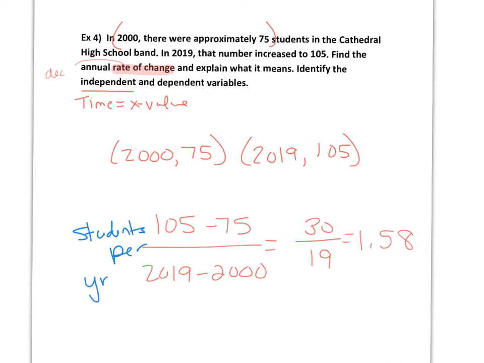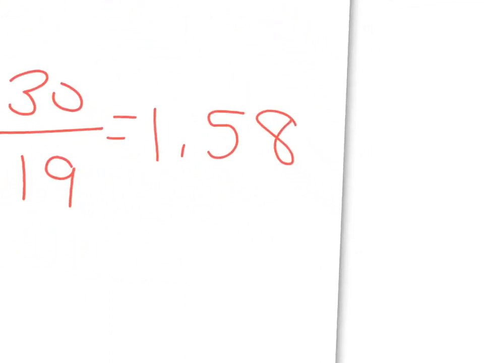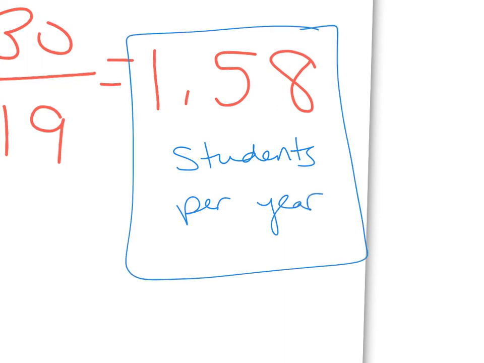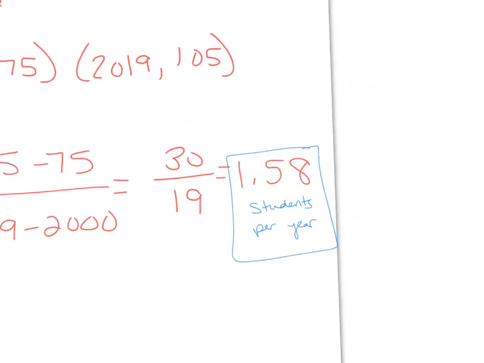Okay, so now, what does this mean? It means that my band is increasing, because it's positive, increasing by 1.58. And I'm going to go ahead and put my label over here, students per year. And that's my rate of change, or slope, okay?